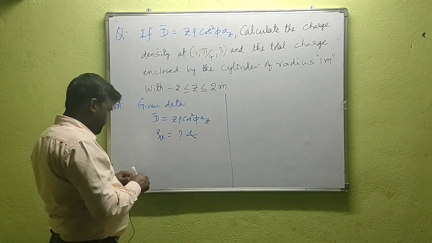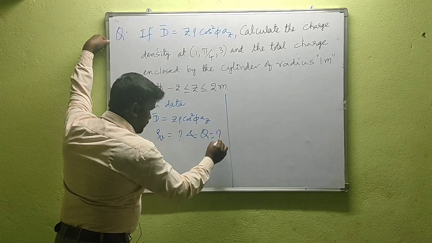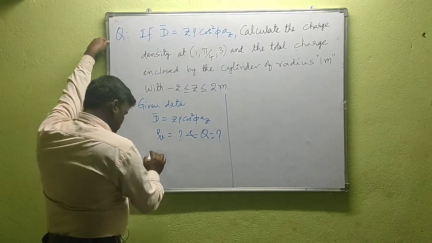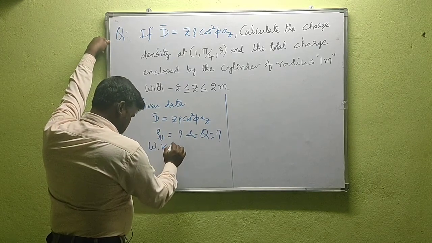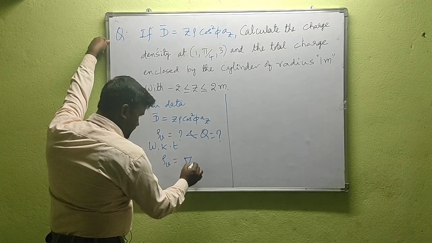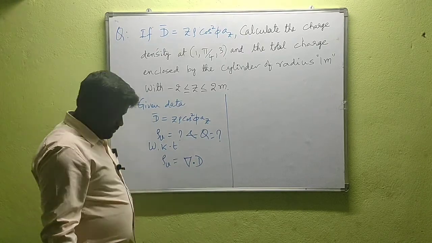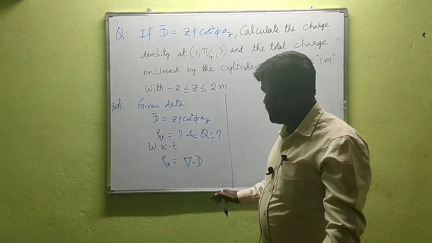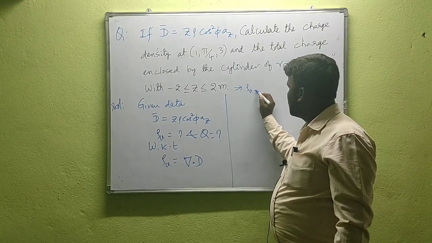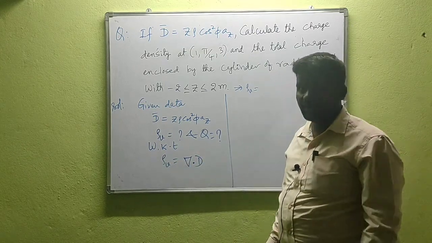First of all, we need to determine rho v from D. What is the relationship between rho v and D? We know that del dot D equals rho v, or else rho v equals del dot D. Now we can go for the del dot D formula. So it implies rho v equals del dot D. We need to write the formula for del dot D in the cylindrical coordinate system.